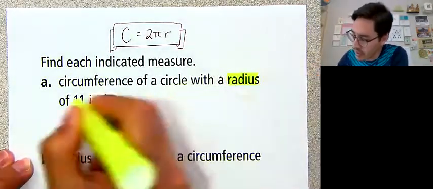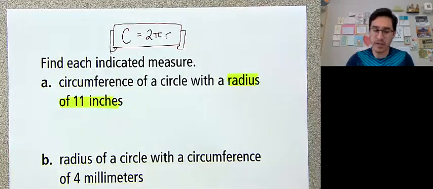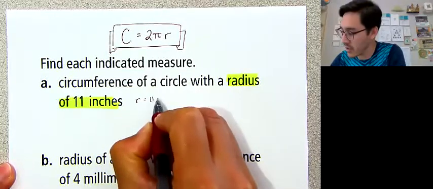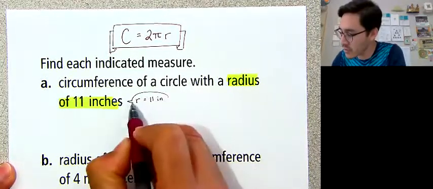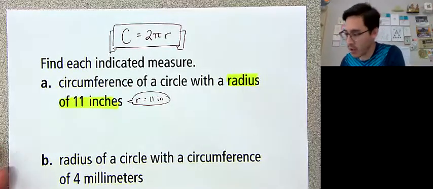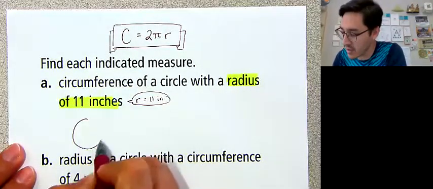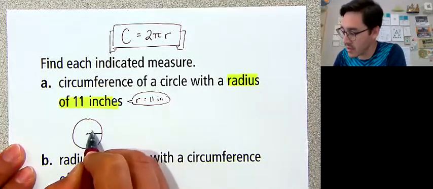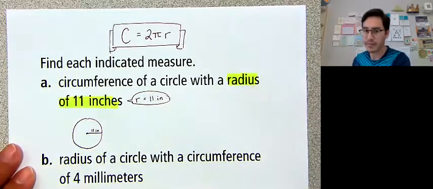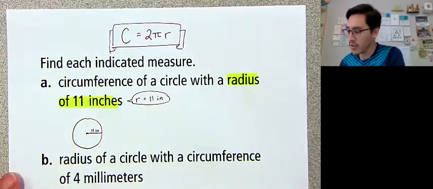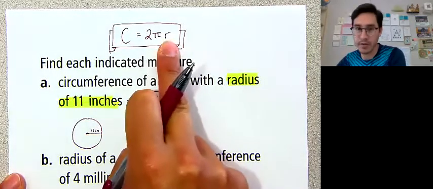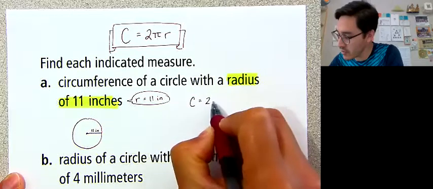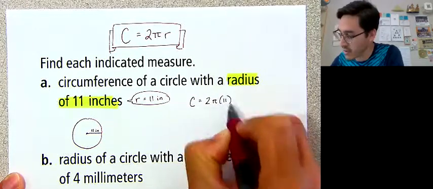So what we know is that the radius is 11 inches. Let's write that symbolically: r equals 11 inches. Then let's maybe draw a picture, although it's probably not really necessary. Here's our circle, there's the center, and the radius is 11 inches. Let's substitute 11 into the variable r in our formula. So C equals 2 times pi times 11.